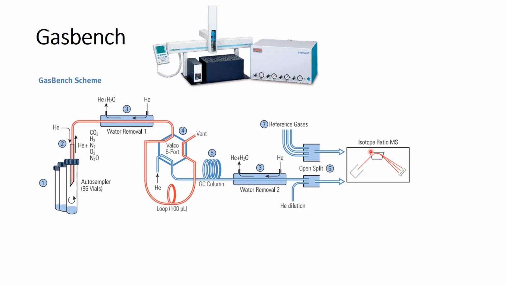The gas bench is most commonly used for carbonates as well as for water samples. If you take a carbonate, like forams for example, and add some phosphoric acid on it, that acid will react with the carbonate, forming CO2. This CO2 can then be analyzed directly in the mass spectrometer.